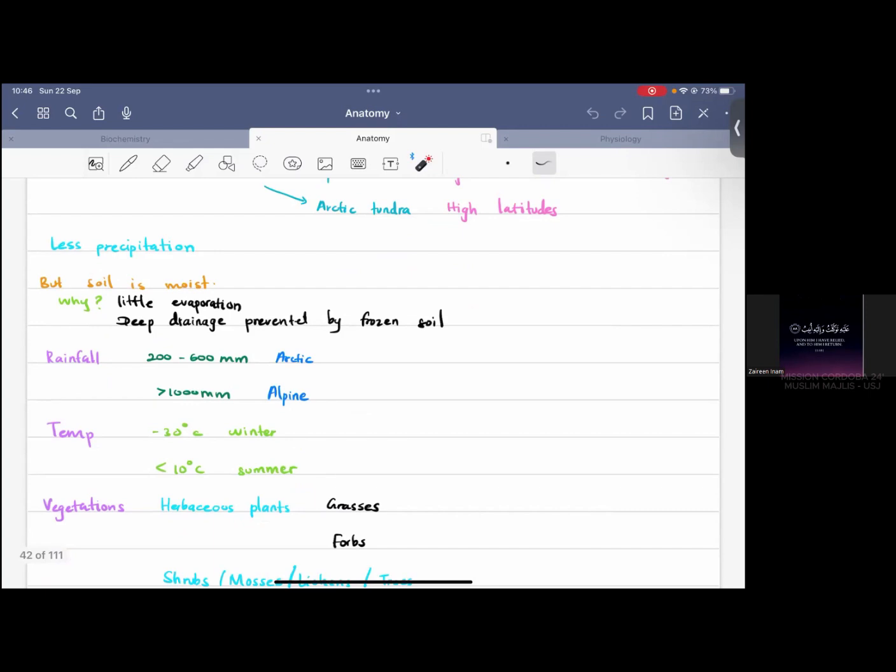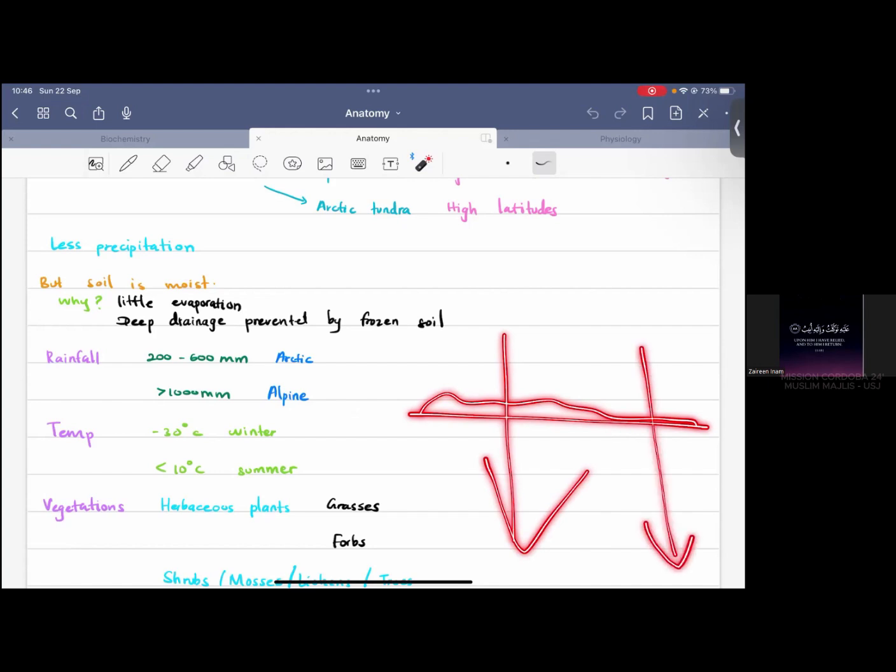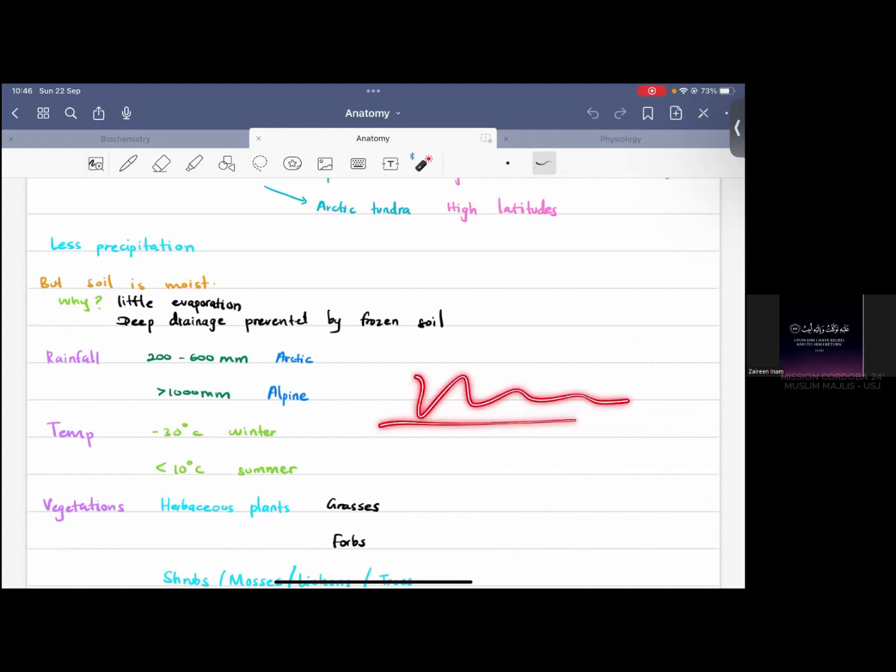Very little precipitation, but soil is always moist, very moist. Why? Because of very little evaporation. You know this is obviously in the Arctic region. So little evaporation, and also deep drainage is prevented by the frozen soil. The soil is frozen so that the water cannot go down. So it will always be on the land, so that the soil is moist.